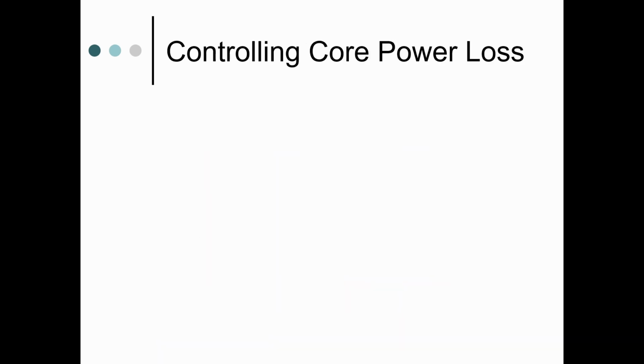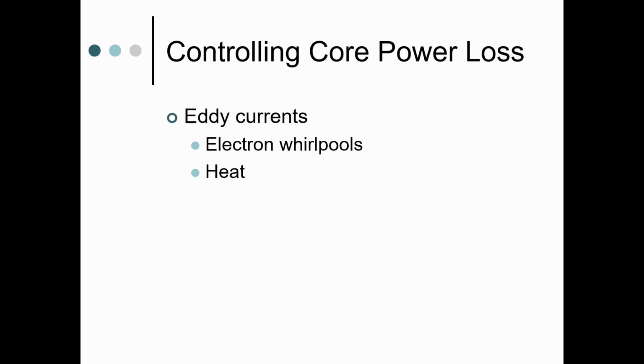Even with cores, not all the energy input applied to a transformer is transferred from primary to secondary. Loosely bound electrons in the core material can whirl around, forming eddy currents. Eddies are electron whirlpools that circulate around the core material. Eddy currents cause an unwanted heating of the core material itself.